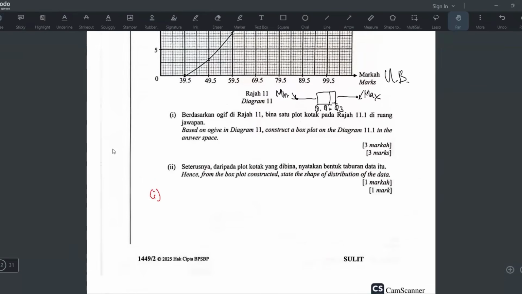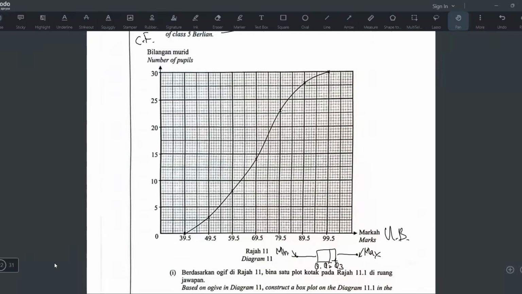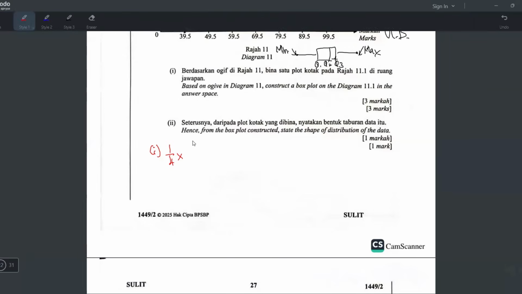How do you find Q1, Q2, Q3? For the first quartile, Q1, you have to take 1/4 times the total frequency, and the total frequency is 30. After doing that, then only you write Q1. What's 30 divided by 4? 7.5, right? And this 7.5 is not the answer.